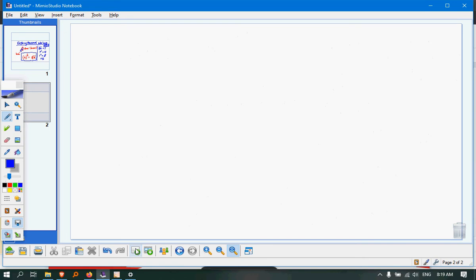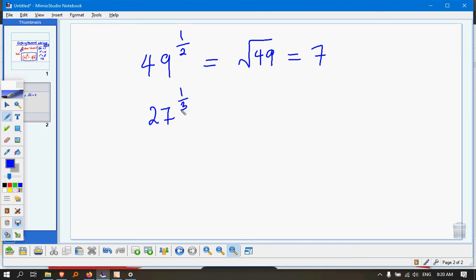For example, if I have 49 to the power a half, the question is basically asking me for the square root of 49, which is 7. Or if I have 27 to the power a third, they're basically asking me for the cube root of 27, which is 3.